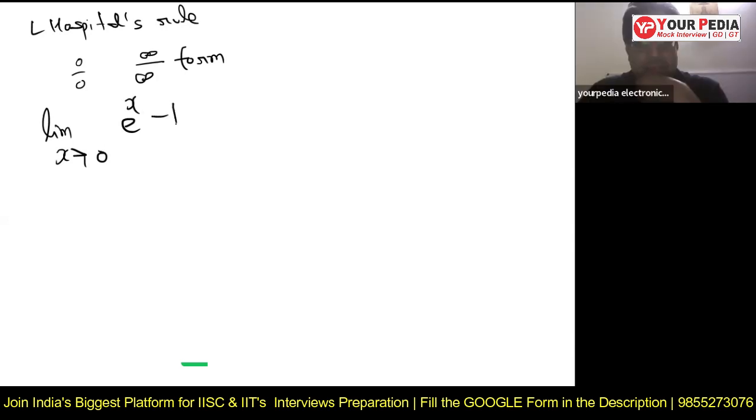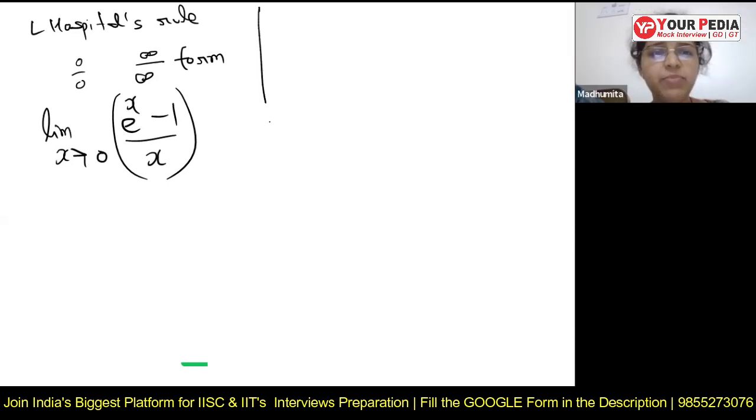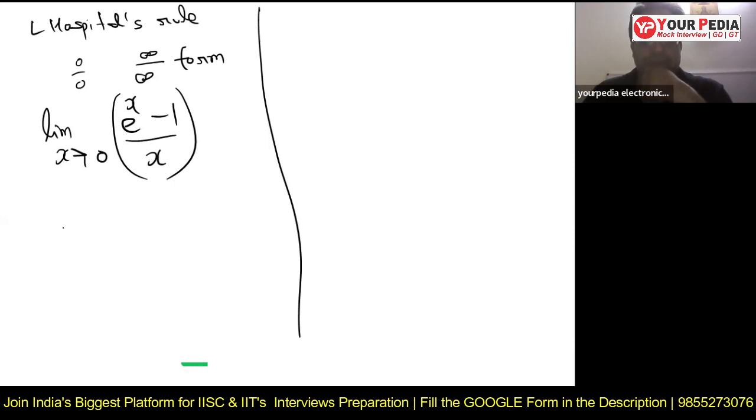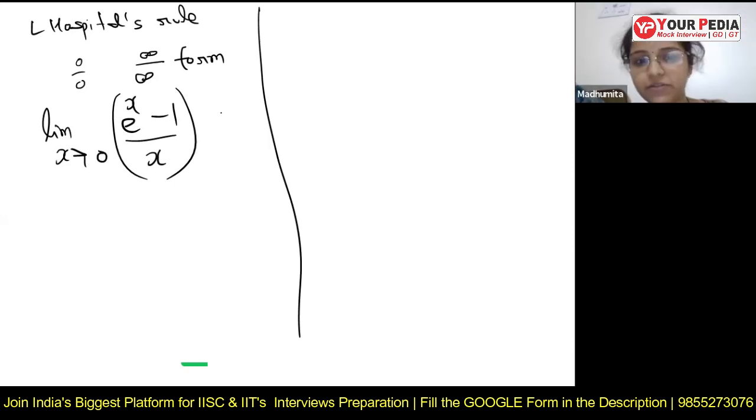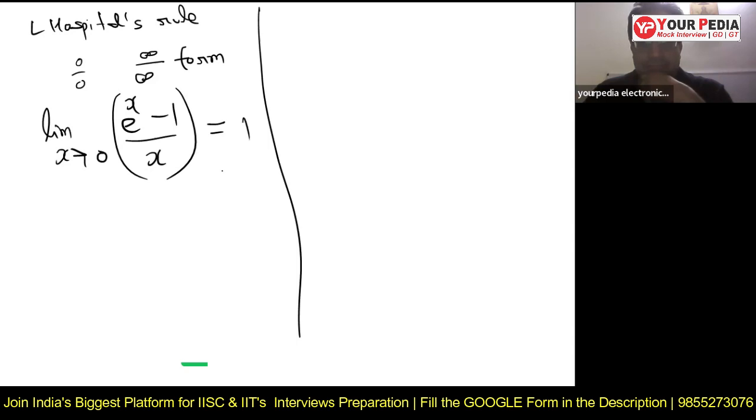So suppose we have this limit. Should we apply L'Hospital's rule here? Yes, because e power 0 is 1, so 1 minus 1, we get the 0 by 0 form. So on applying L'Hospital's rule, we get e power x divided by 1, because we differentiate the numerator. What will be the value of the limit? e power 0 will be 1. 1 will be the answer.